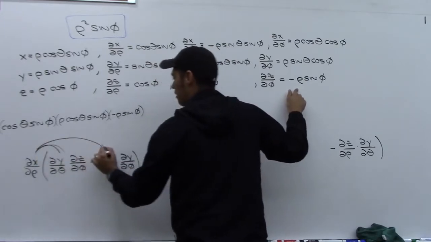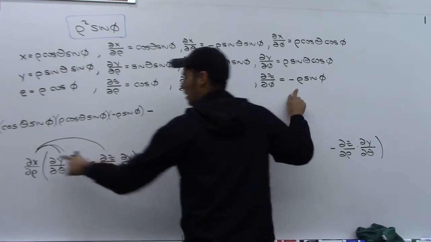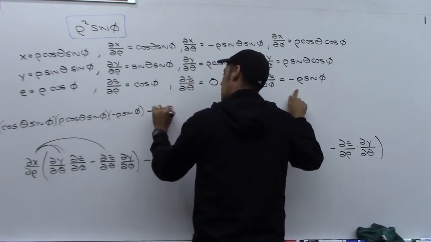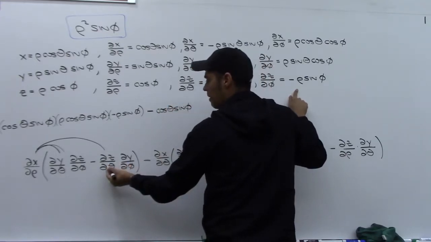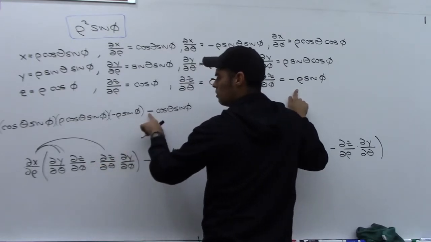Okay, that's just this distributed through. Now this to here is going to be minus. You're going to have this again. So cosine theta sine phi. But this time times negative. Or wait, I already did minus.